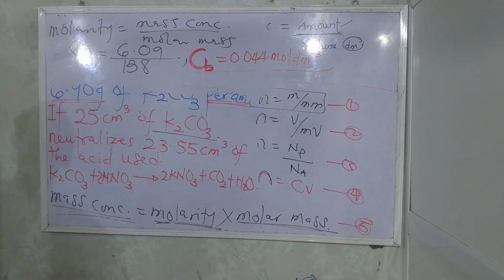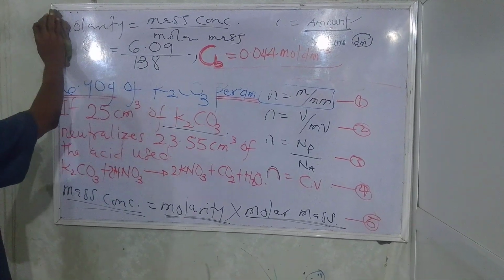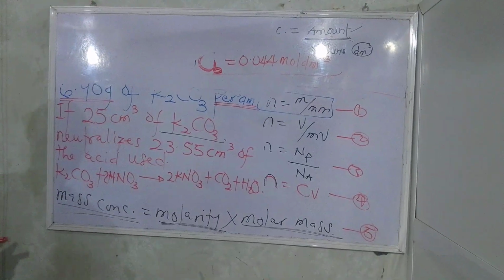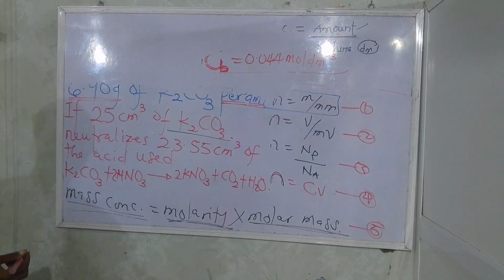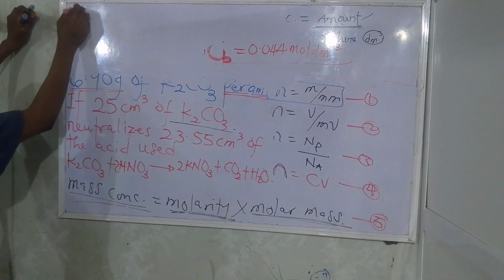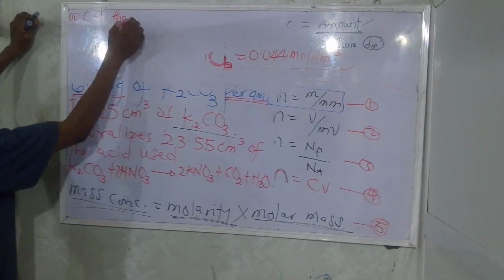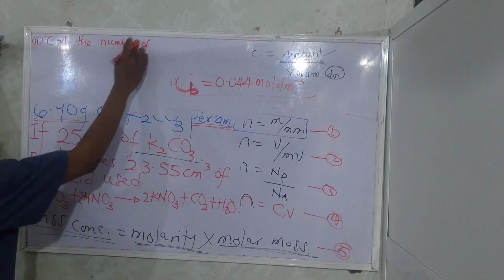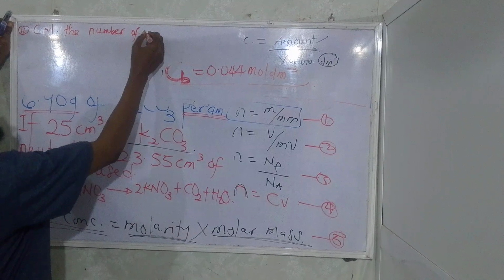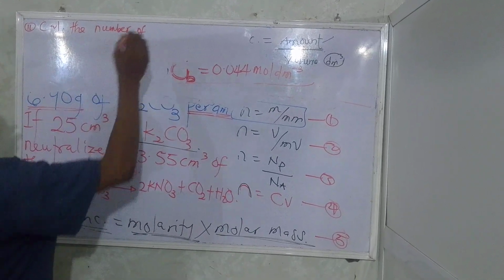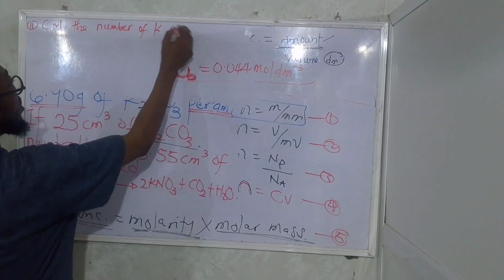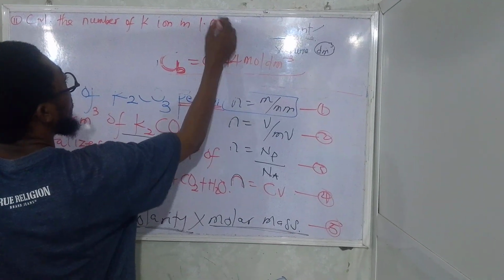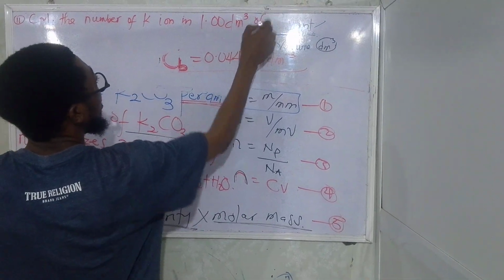Oh, yeah. Question 2. Calculate, so I'll rub this now. Question 2. Calculate the number of potassium ion in 1.00 dm cube of B. Okay, so in question 2, calculate the number of what? Potassium ion. Of potassium only. Of potassium ion in 1.00 dm cube of B.